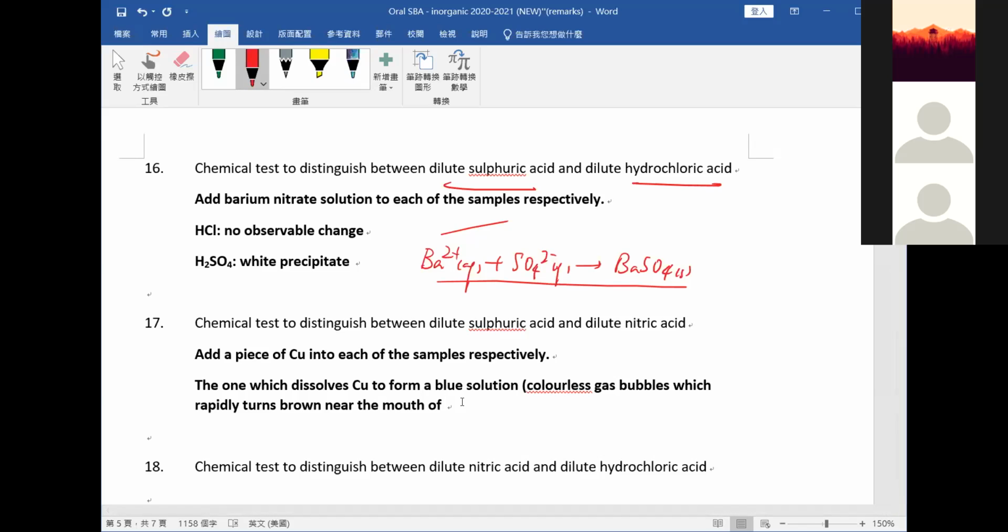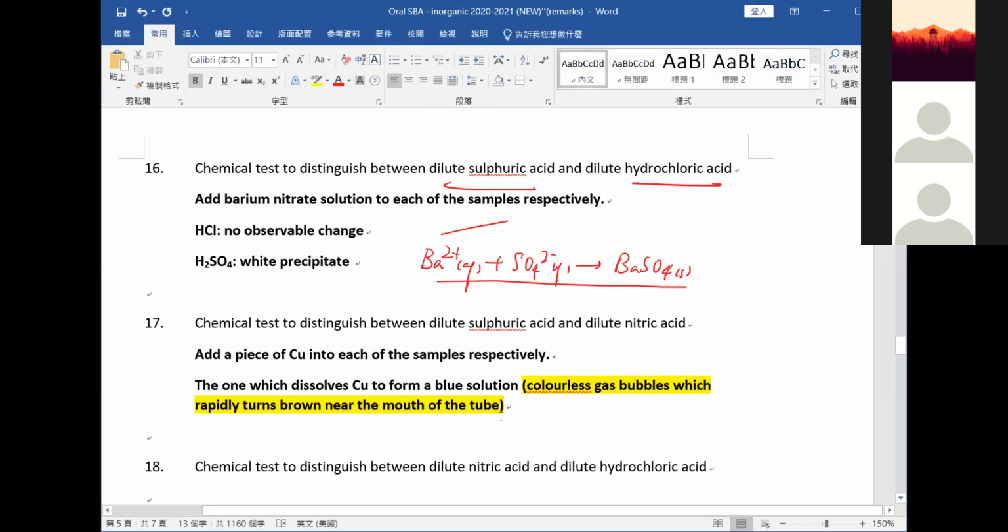Sorry about that. You may see that the one which dissolved copper to form a blue solution: colorless gas bubbles which rapidly turn brown near the mouth of the tube. Now, could you please underline that saying? A very authentic description to tell you the gas being NO and then NO2. So you should be aware of this type of description. Next time in the mock exam or the real exam, once you see this, you may rapidly know that it is NO gas, nitrogen monoxide, while brown gas is NO2.